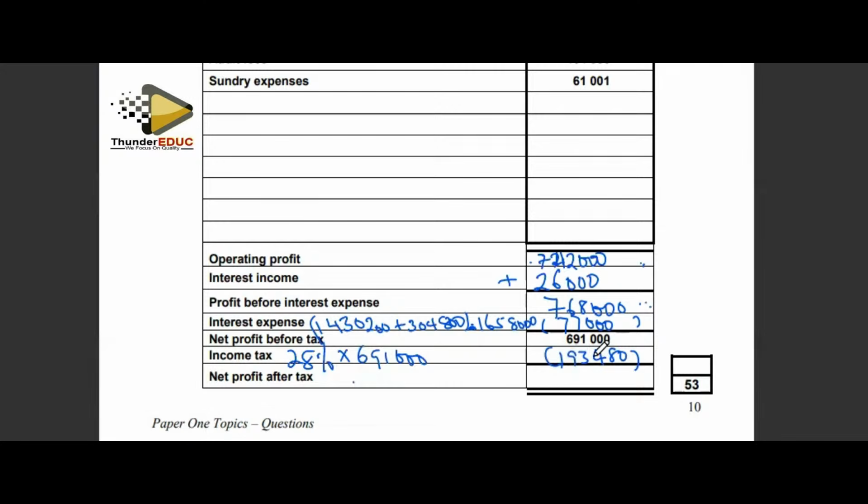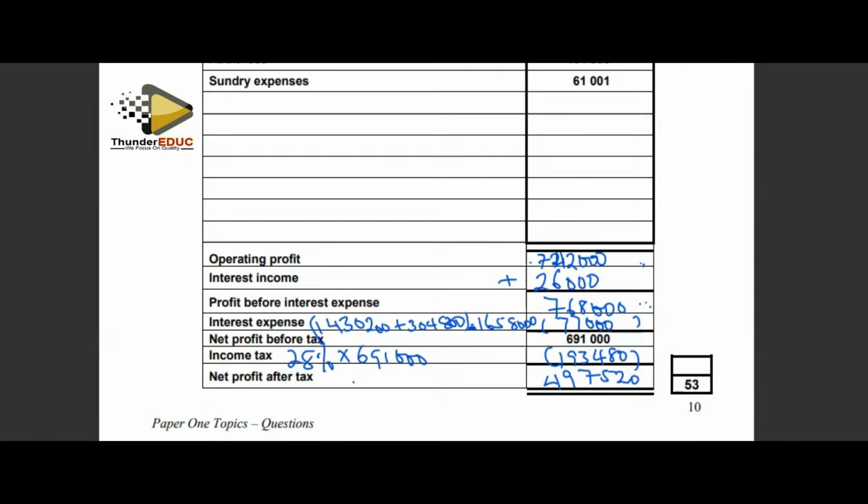Remember, it's an expense. We are paying tax to SARS, so it is decreasing our net profit. Net profit: 691,000 minus 193,480. Let me subtract here. We get 497,520. So the net profit after paying tax is 497,520.